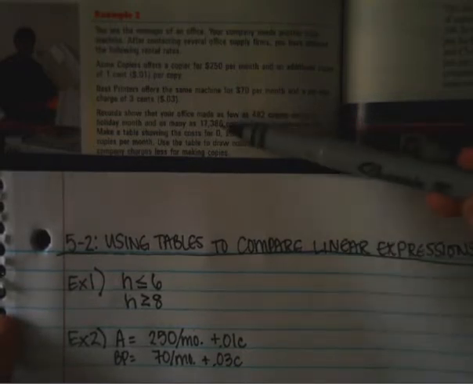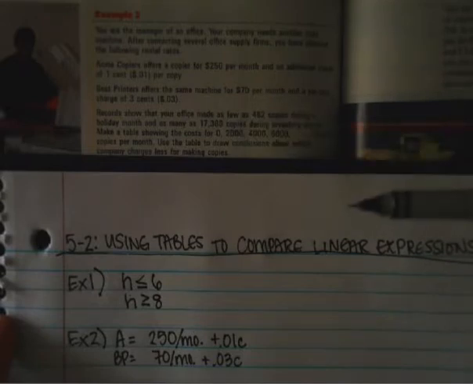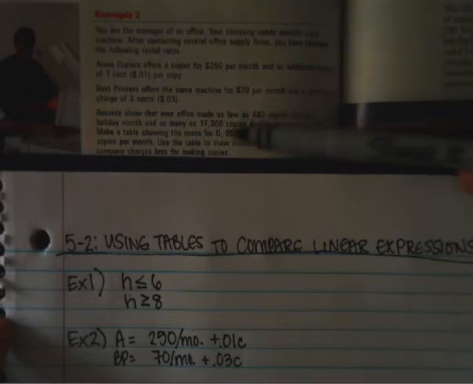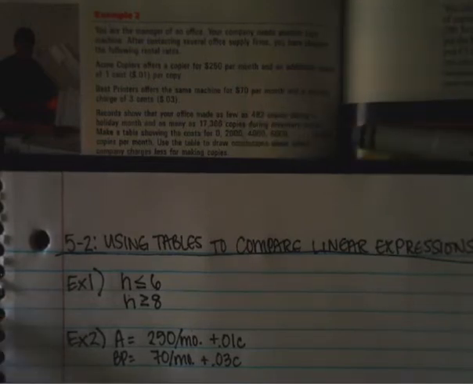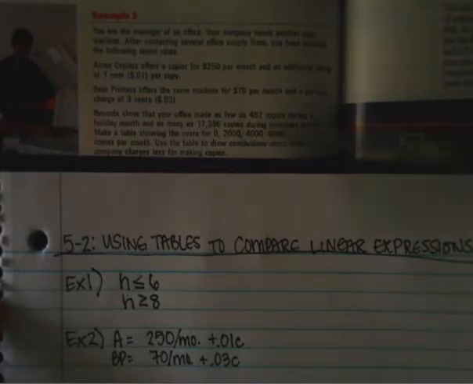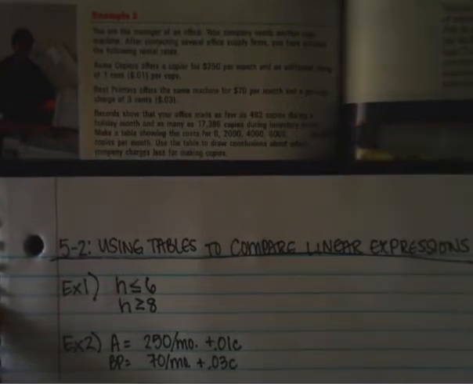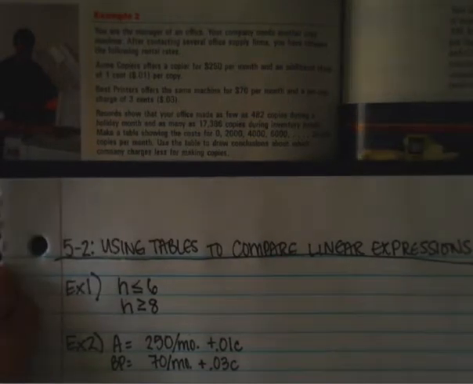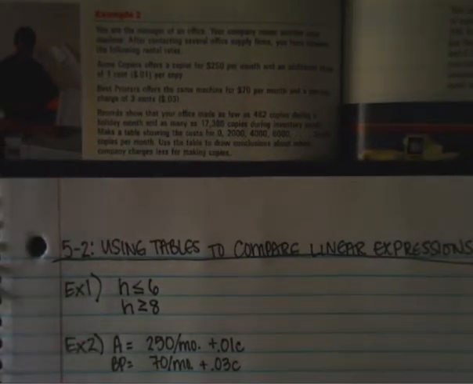and up to 17,386 copies during an inventory month. Okay, so we want to make a table showing the costs of this many copies, so 0 all the way up to 20,000 in increments of 2,000 copies per month. So we're going to use the table and then draw conclusions about which company charges less for making the copies. Okay, you can go ahead and draw that if you want. I'm going to look at it in the book because it is a lot of data, and we already did the hard part, really. Okay, so we're going to look at what we have here in the book.